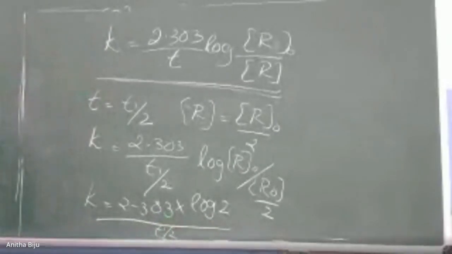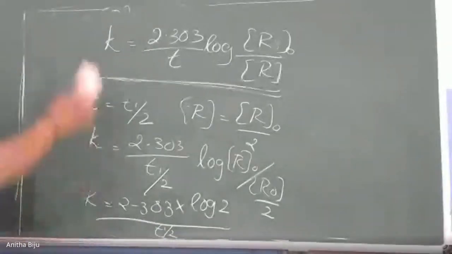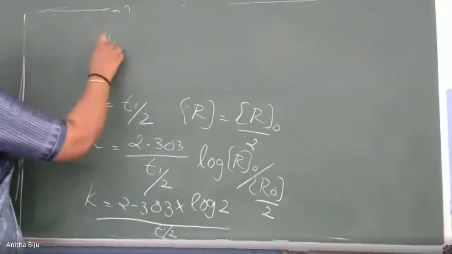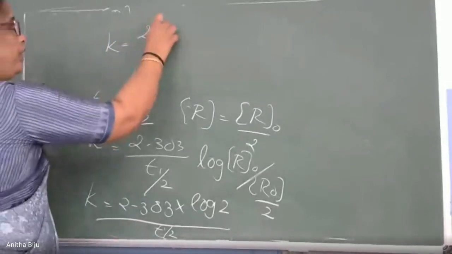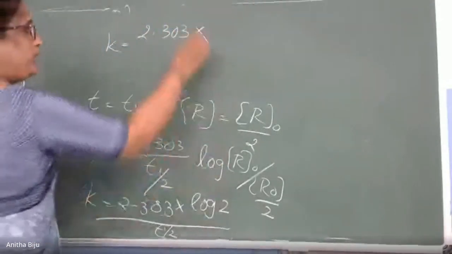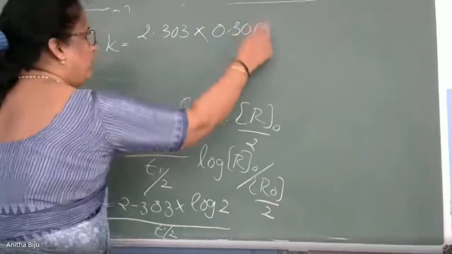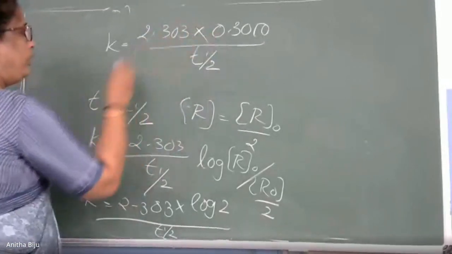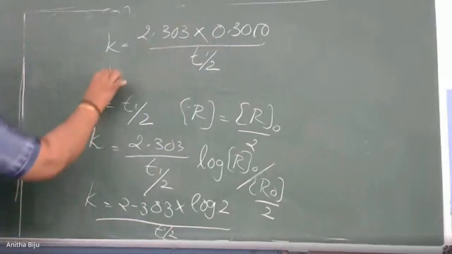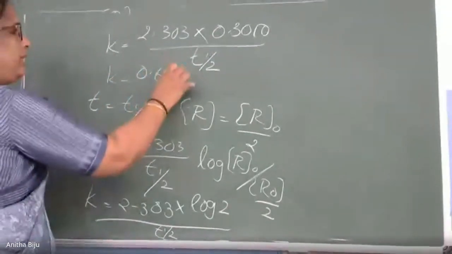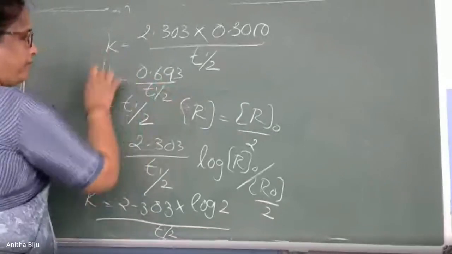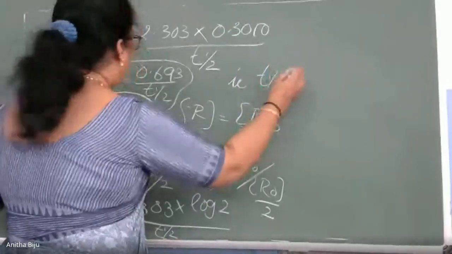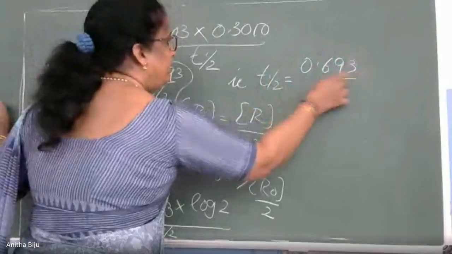k is equal to 2.303 into log 2 divided by t half. Logarithm 2 is equal to 0.3010, divided by t half. So when we multiply these two, we get the value k is equal to 0.693 divided by t half. That is, t half is equal to 0.693 divided by k.